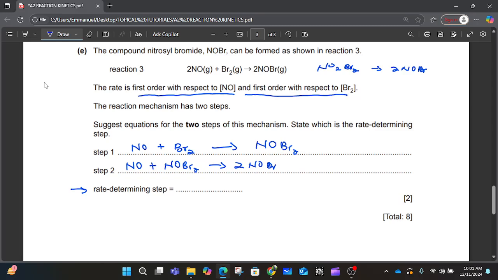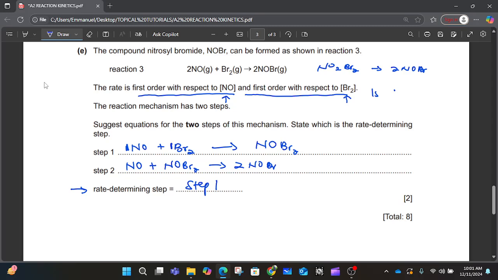The rate determining step is the reaction step where the order of reactions are equal to the stoichiometric amount of the reactant. The order of reaction with respect to NO and Br2 are both first order. It means that in one of the steps, we are supposed to see that the stoichiometric amounts of NO and Br2 are 1 and 1. And so we can see that in this first equation, we are seeing both NO and Br2. The stoichiometric amount of NO is 1. The stoichiometric amount of Br2 is also 1 in this equation. And so it means that step 1 is our rate determining step.